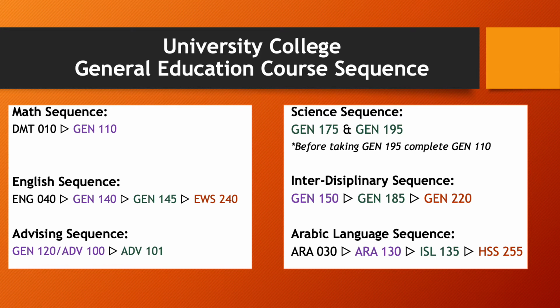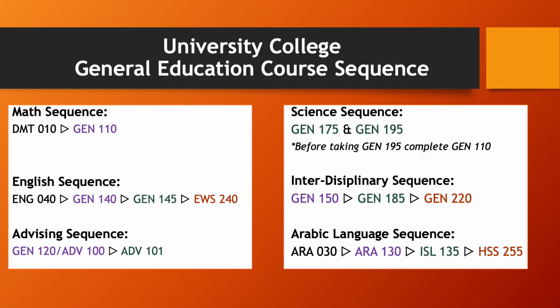So when it comes to the sequences, how the courses build upon each other, this is how it works. Developmental courses can be seen on the screen in black. First semester courses are in purple. Second semester courses are in green. And third semester courses are in red. So when it comes to math, students may take DMT 010 if it is required based on their test scores. Once you complete DMT 010 if required, then students take Gen 110. This is the end of the math sequence until you get to your major.